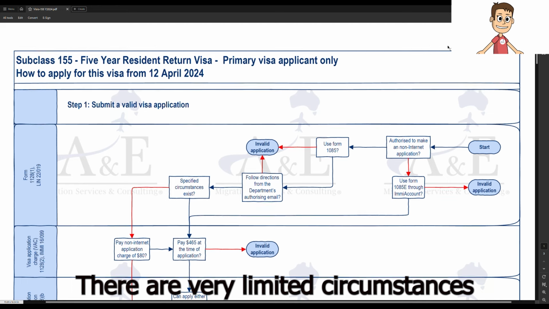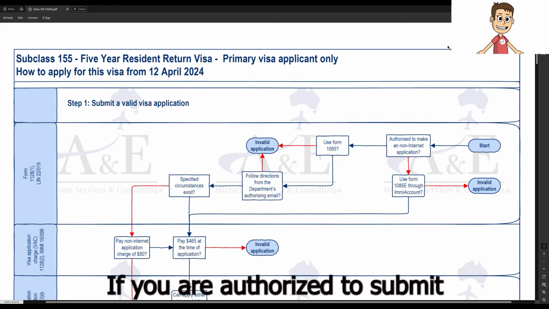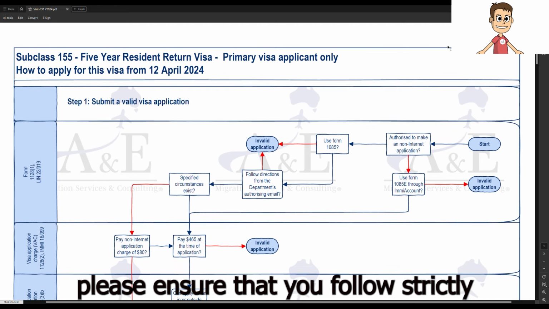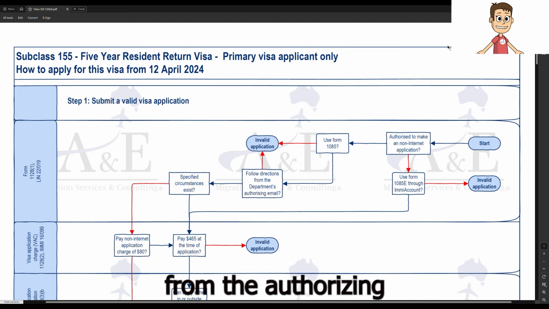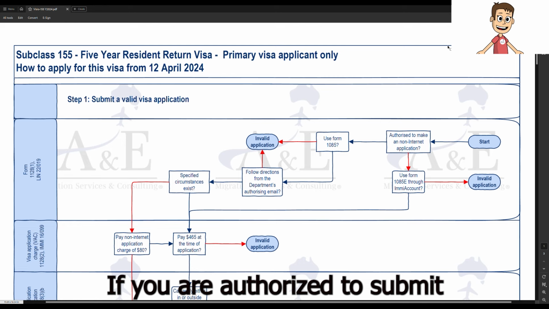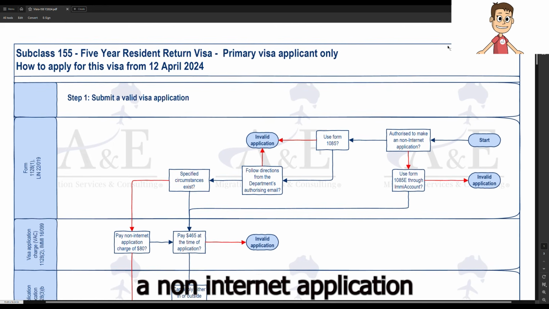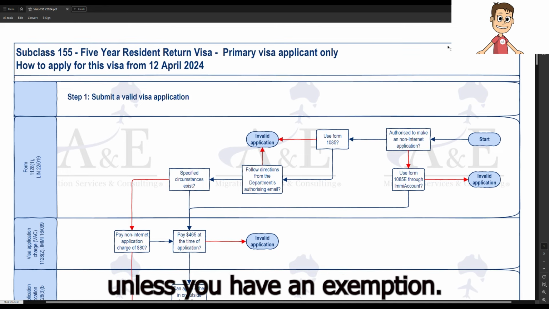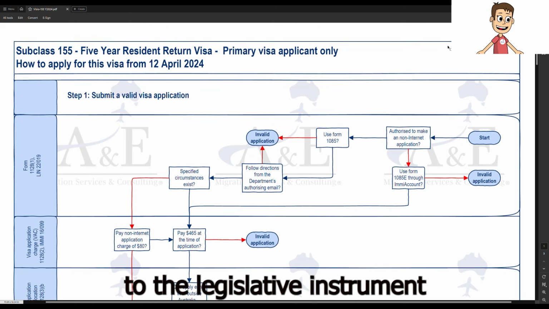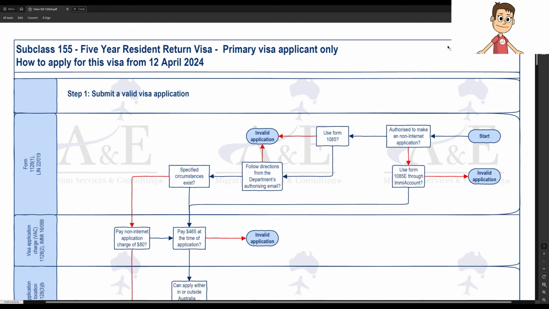There are very limited circumstances in which you can submit a non-internet application. If you are authorized to submit a non-internet application, please ensure that you follow strictly the instructions from the authorizing email sent by the department. If you are authorized to submit a non-internet application, you are liable to pay a non-internet application charge of $80 unless you have an exemption. We have included a link at the end of this video to the legislative instrument about the non-internet application charge and what exemptions are available.